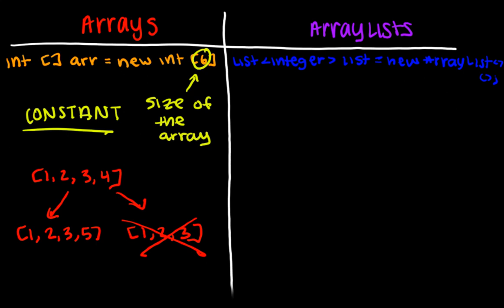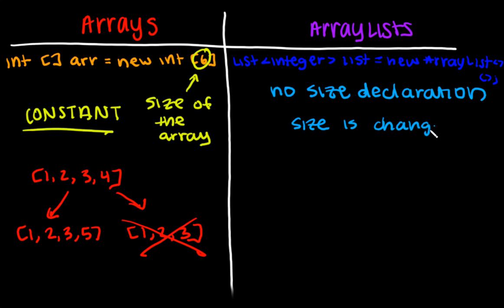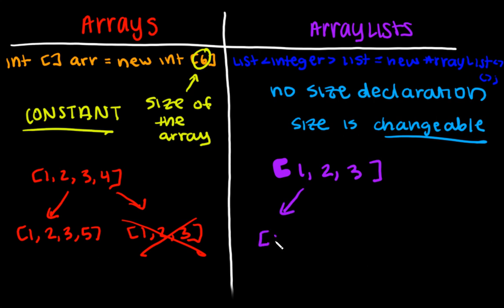While in array list, you can see here that there's no size declaration, which means that the size is flexible. The size is changeable. So if I had an array list as 1, 2, 3, I can change it to 1, 2. I can delete, I can add, and I can mutate.